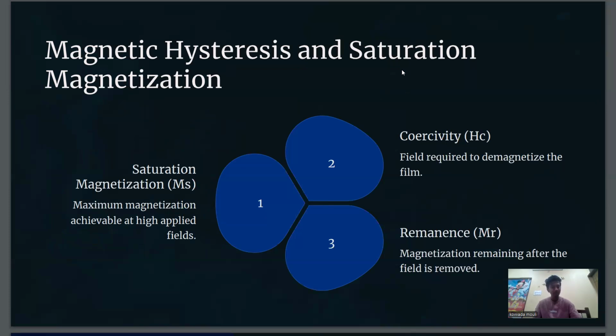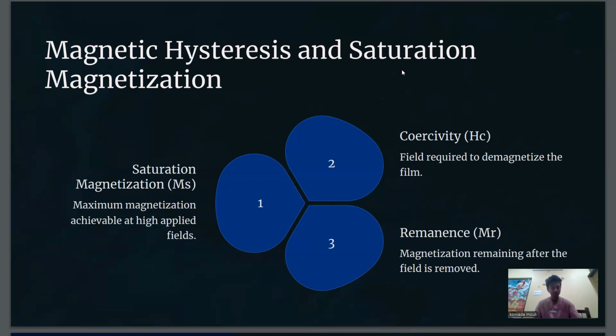Influence of composition on magnetic properties. The CoFe ratio significantly affects the magnetic saturation, coercivity, and anisotropy of the film. At approximately 30% Co and 70% Fe, the alloy exhibits excellent soft magnetic properties with high saturation magnetization and low coercivity, making it ideal for applications such as magnetic sensors and transformer cores.